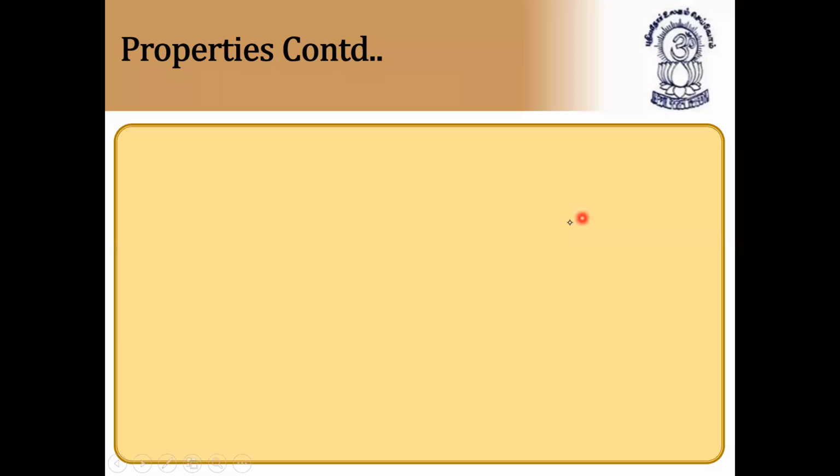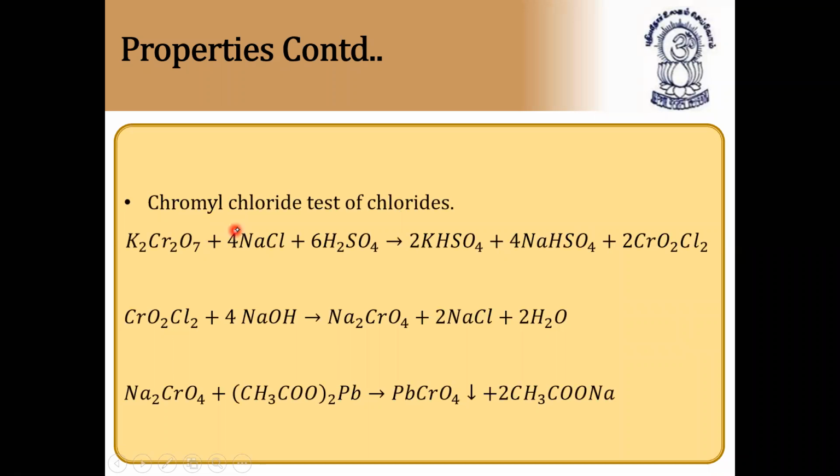Continuation now. Chromyl chloride test of chlorides. As I told you, this is called the chromyl chloride test reaction. So potassium dichromate on reaction with sodium chloride in acidic medium forms potassium bisulfate, sodium bisulfate, along with the formation of chromyl chloride, CrO2Cl2.